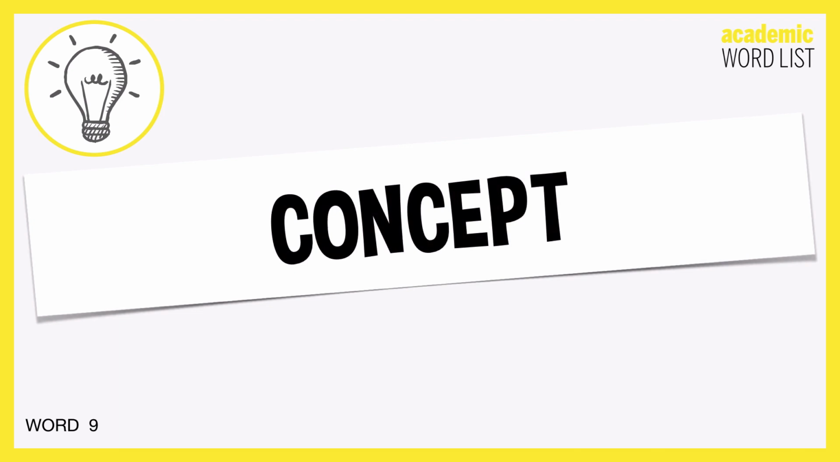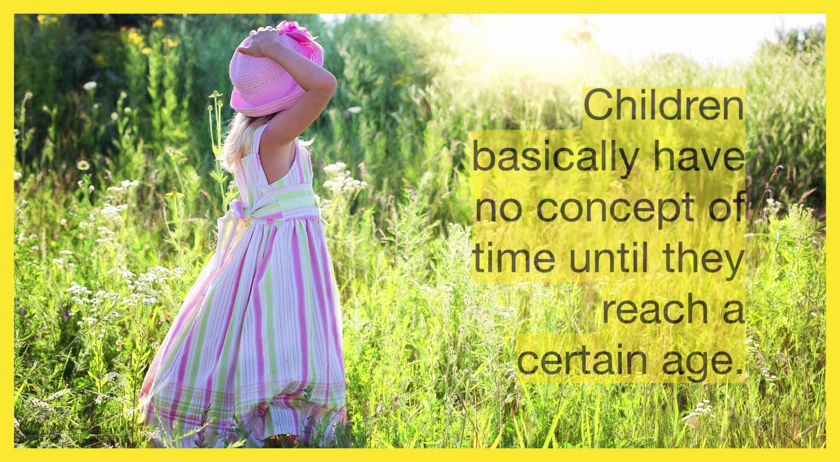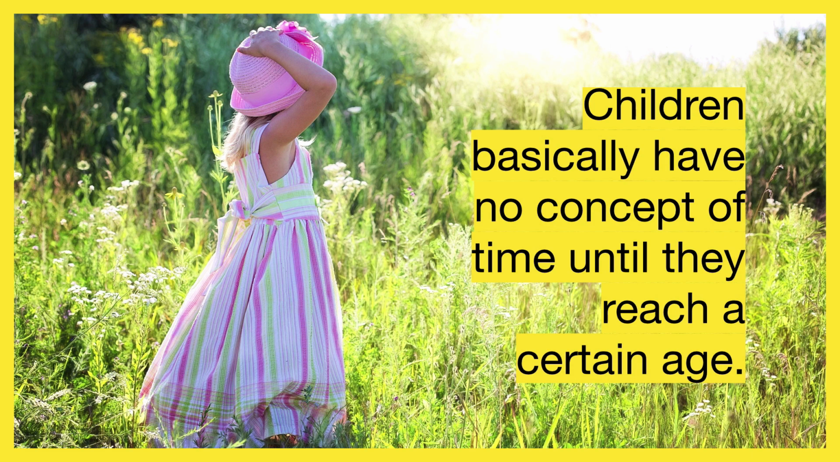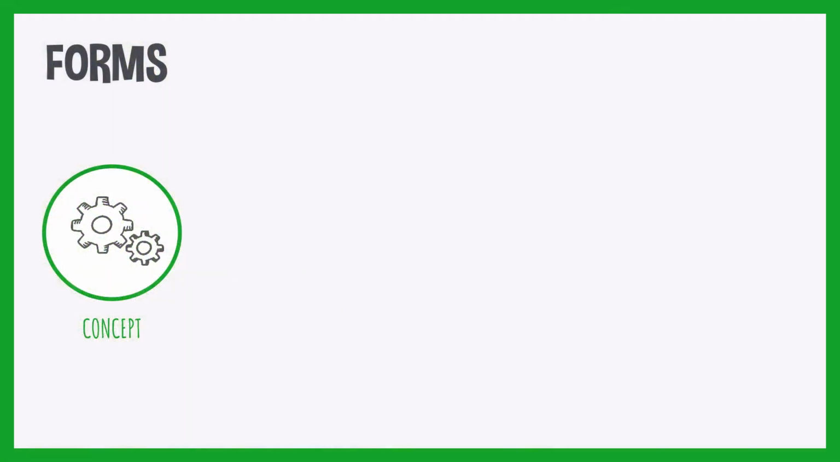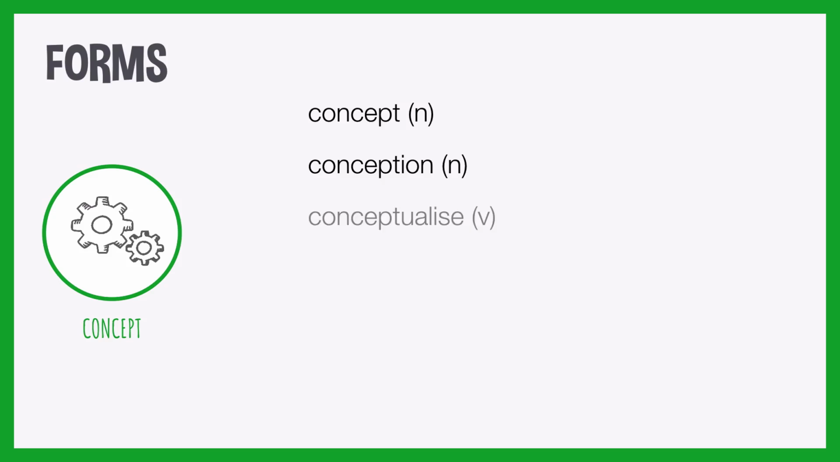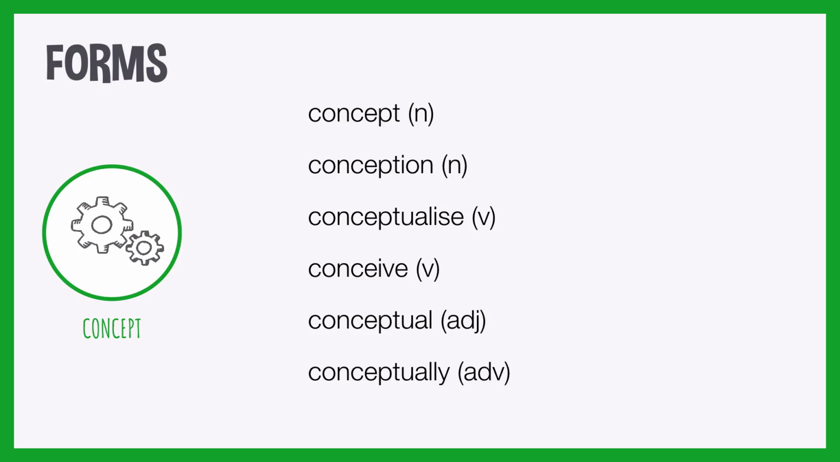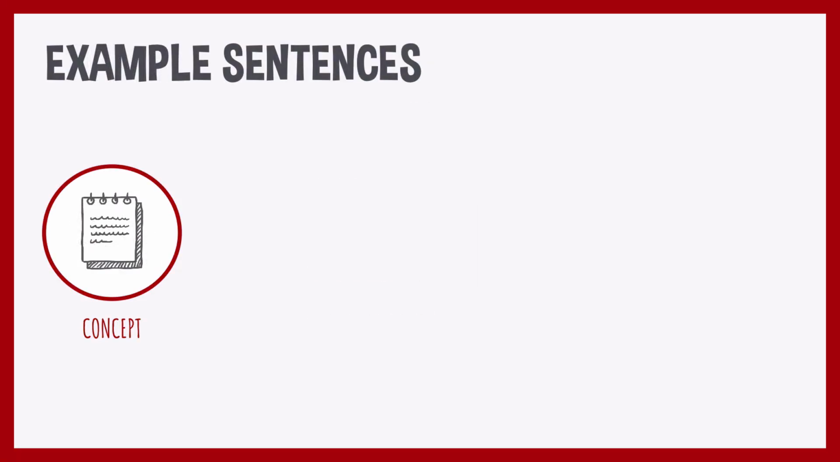And the next word is concept. Concept, which is simply a general idea. So for example, children basically have no concept of time until they reach a certain age. So they don't have any understanding, any appreciation of time. So concept is a noun. Conception is another noun. Conceptualize is a verb. Conceive, conceptual is an adjective, and conceptually is an adverb. So lots of different forms there for concept.